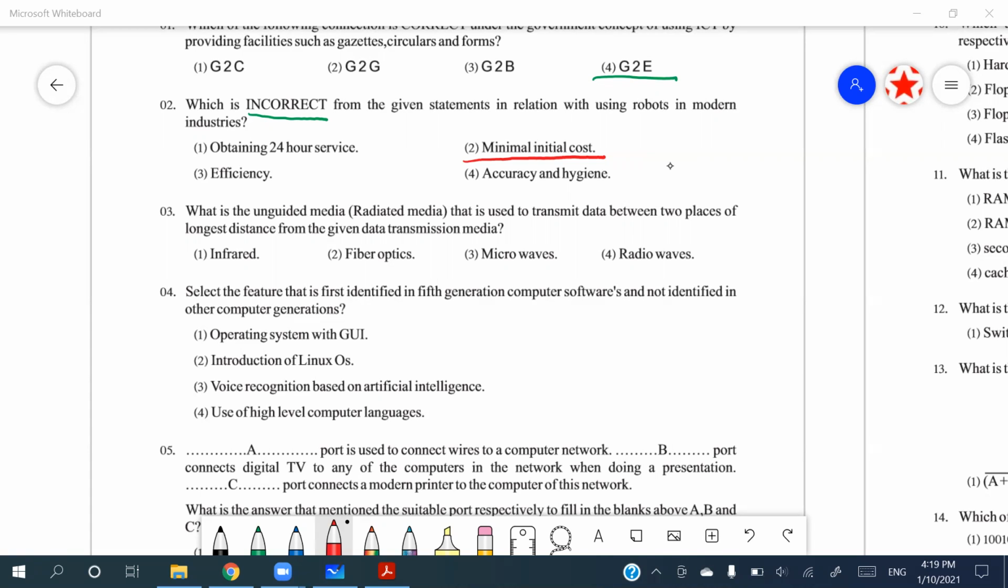Okay, so fiber optics is going to be disqualified straight away, because it is not an unguided media, it is a guided media. So the second is not going to be the answer for the third one. And here they are asking about transmitting data between two places of longest distance from the given data transmission media.